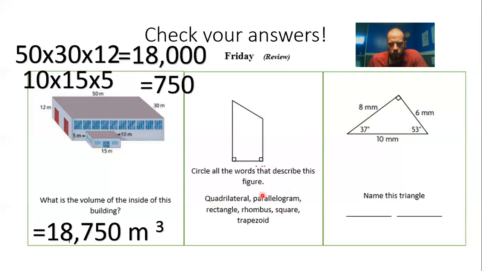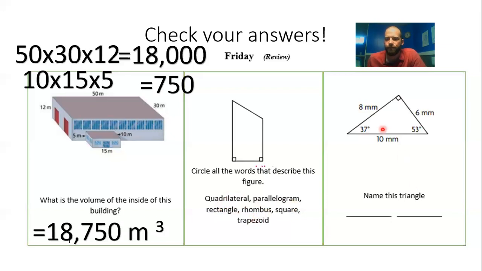So it is not a parallelogram. It's not a rectangle. It's not a rhombus because they're not all the same length. It's not a square. Remember, if it's a parallelogram, it's allowed to be these things, but if it's not a parallelogram, it's not allowed to be these things, because rectangles, rhombuses, and squares are all parallelograms. So the only thing it is, is a quadrilateral and a trapezoid. So your answer is circle quadrilateral, circle trapezoid, and that is all.